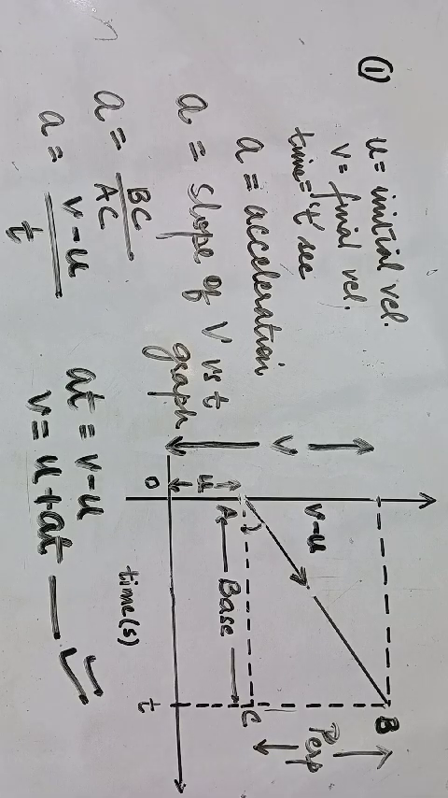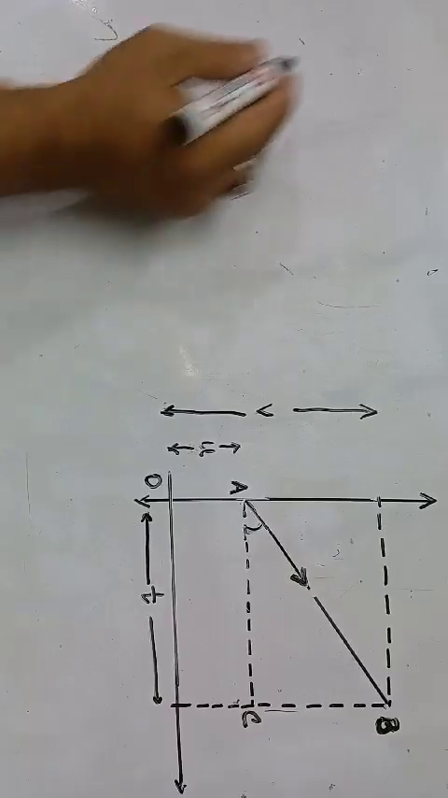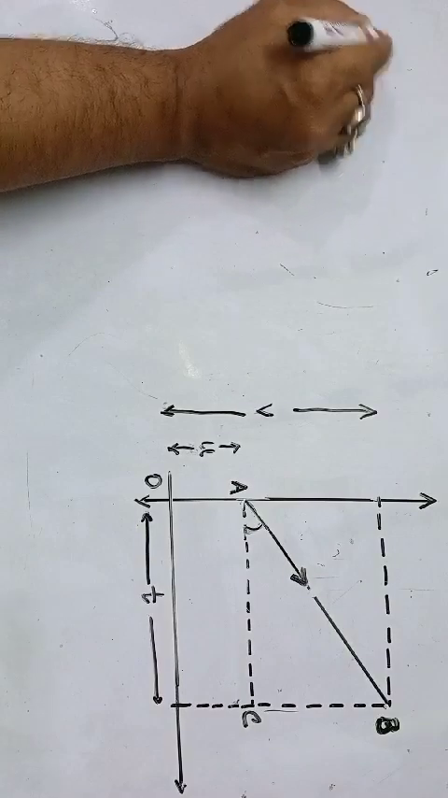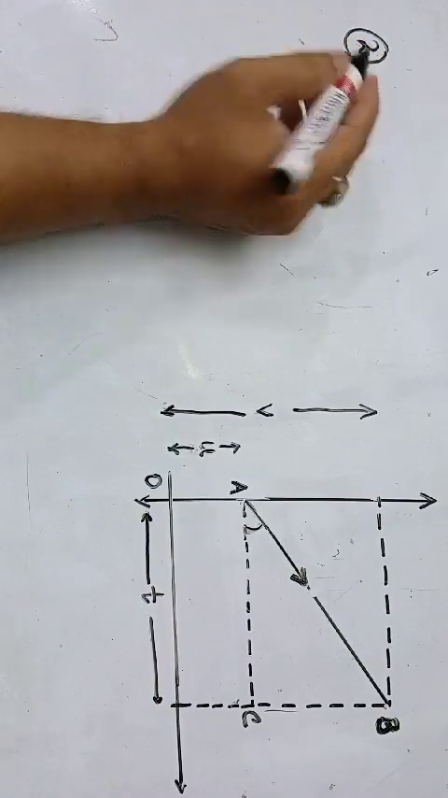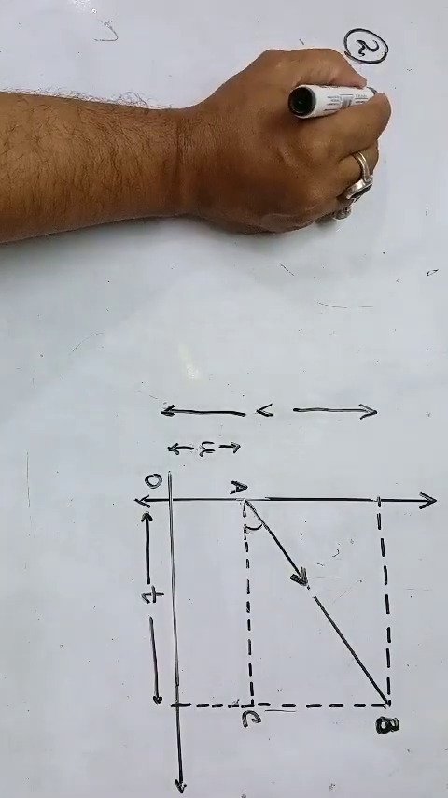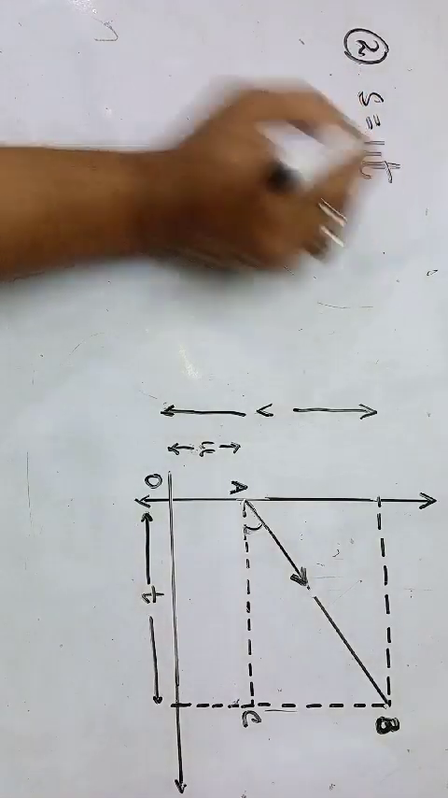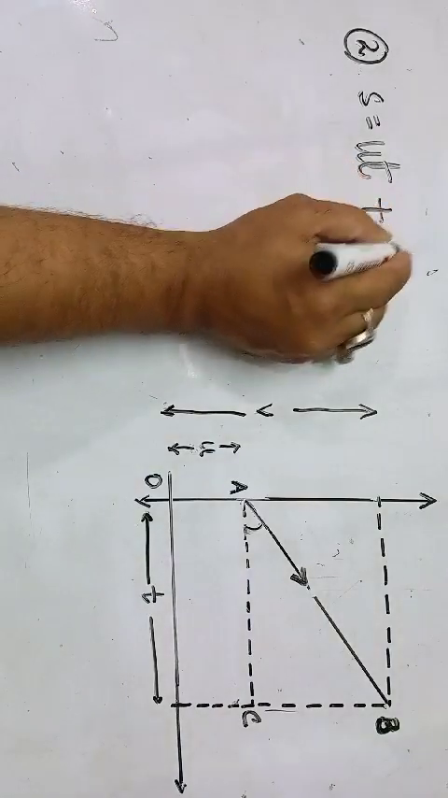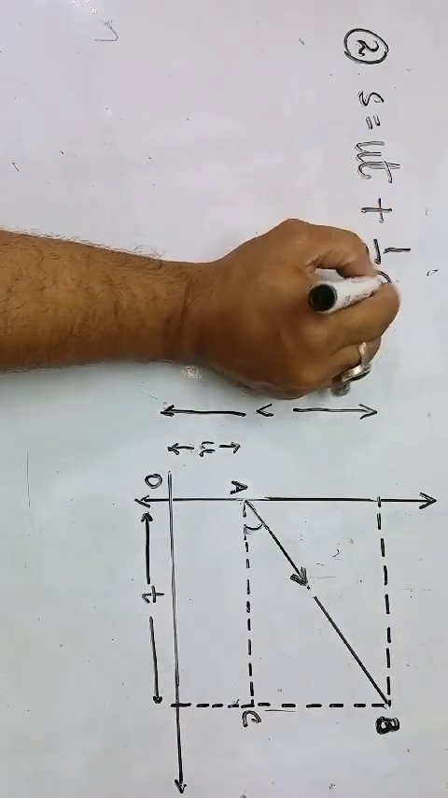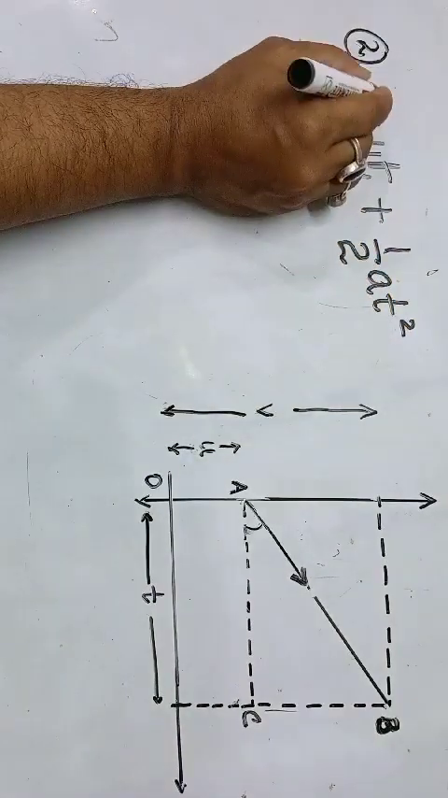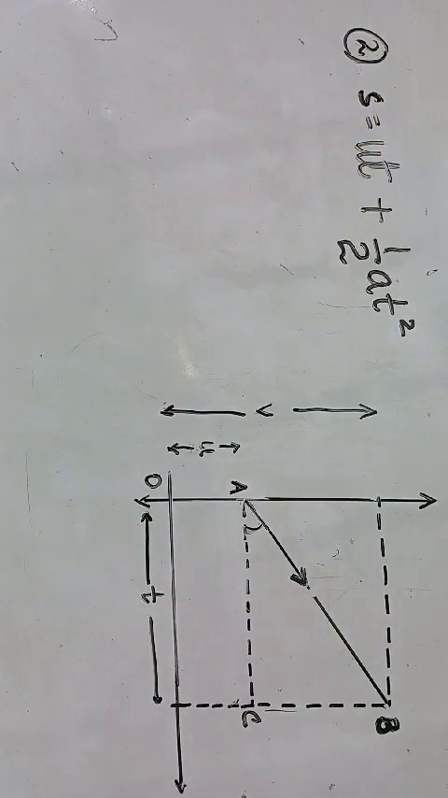Now we will move on to the next one, which is the second equation of motion. So let us go to that second equation of motion. I'll first write that equation and then we'll derive that. So we have S is equal to ut plus half at square. S is equal to ut plus half at square, and you know the meaning of all these symbols.